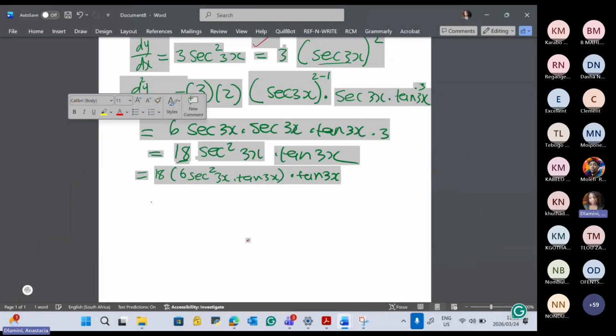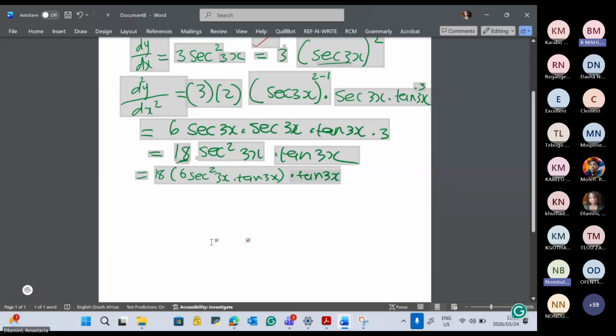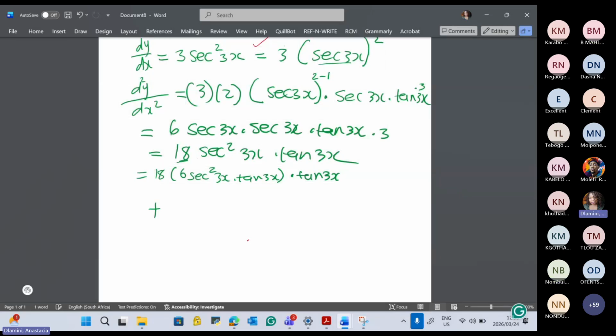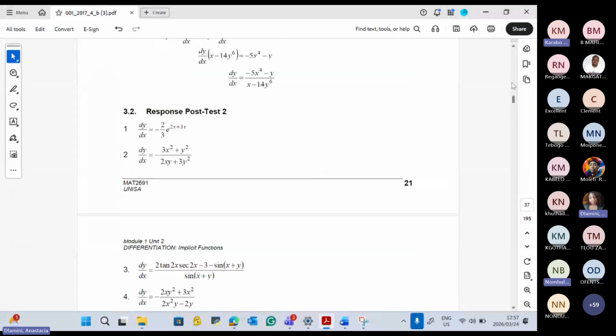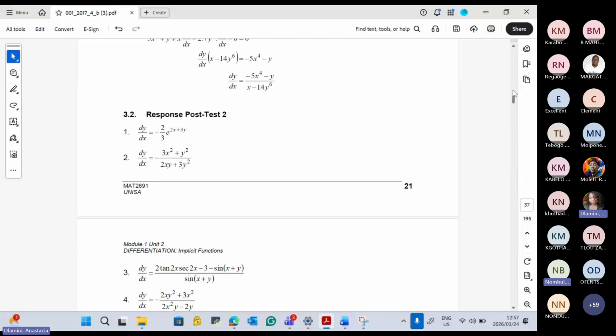Plus, let's see, what's the derivative? So it's 18 sec squared 3x. Sorry, ma'am. Can I ask something? The 6 there, 6 sec 3x. Where did you get the 6? Because I'm seeing we differentiated this. For sure, we differentiated that. Okay. Can we go back to our standards? I don't know whether I'm tired or I'm missing something here.